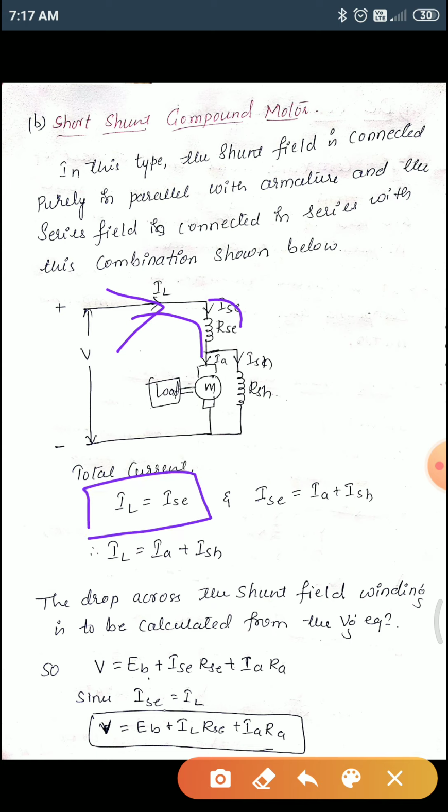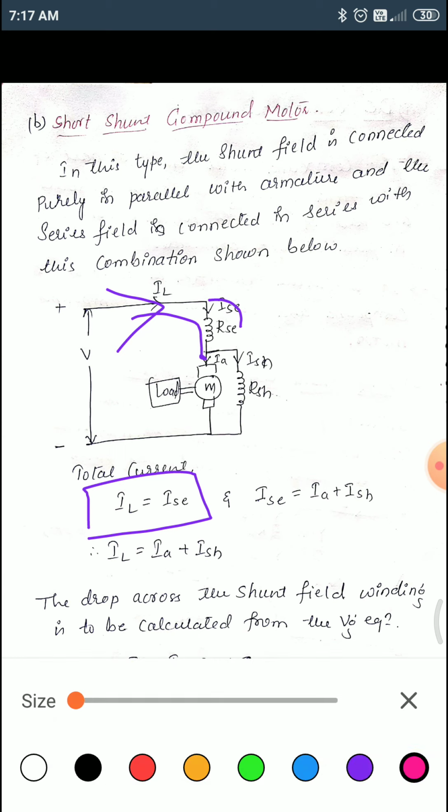Next, ISC will be equal to... now you have to apply KCL at this point. ISC is entering, and IA is leaving and ISH is also leaving. So therefore ISC will be equal to IA plus ISH. So ISH is nothing but your IL can be replaced, so it is equal to IA plus ISH.